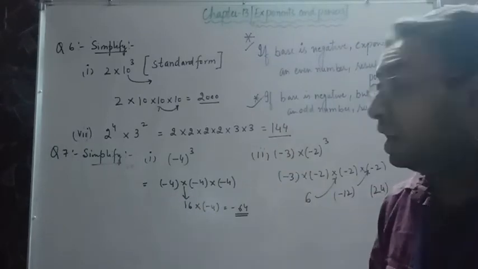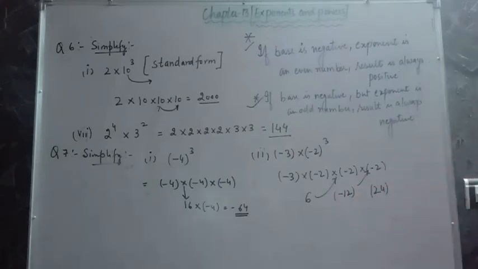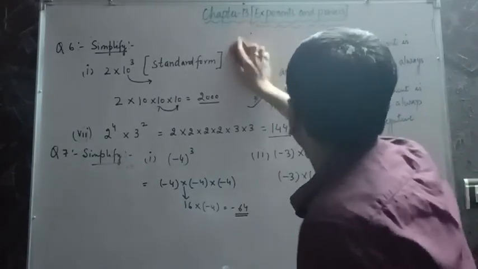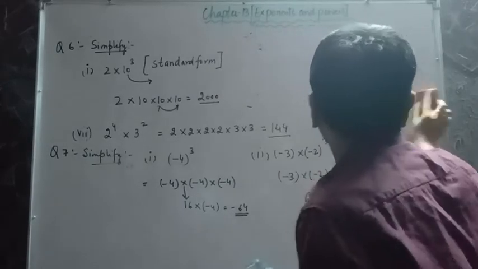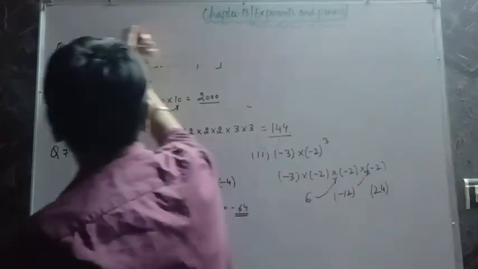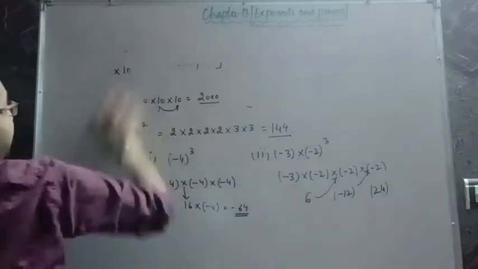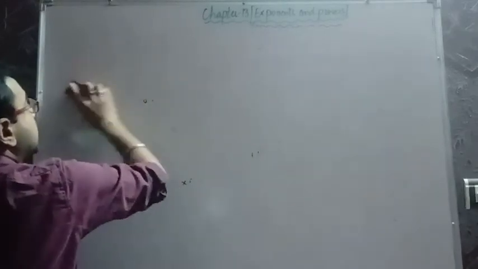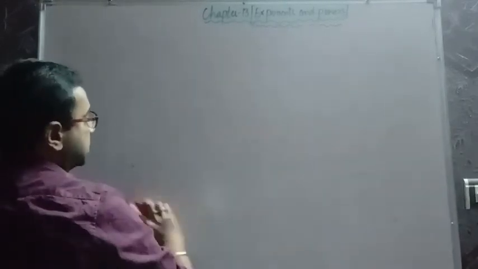Are we clear? Last question. Last question is question number 8. Very important. Let's see question number 8 immediately, everyone. Very easy. It states that again, we have to compare, which is greater, which is smaller.